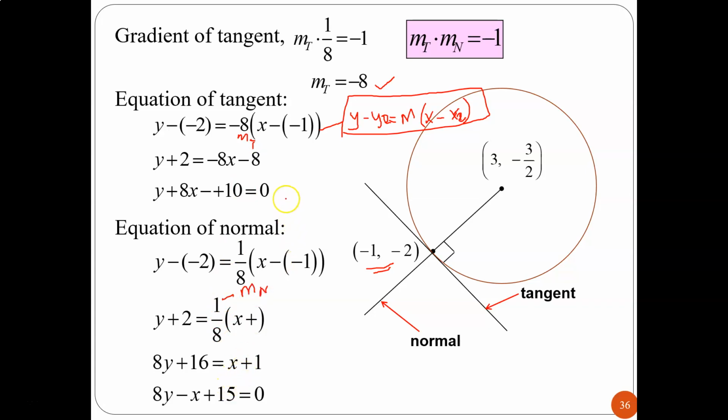Then you're going to obtain the equation, this one and this one. So you have two equations, which is the equation of tangent and also the equation of normal. So now you can draw your circle and all the lines of tangent and normal. Let's say this is your center. Oh, sorry, this is your center. So you have your center (3, -3/2).